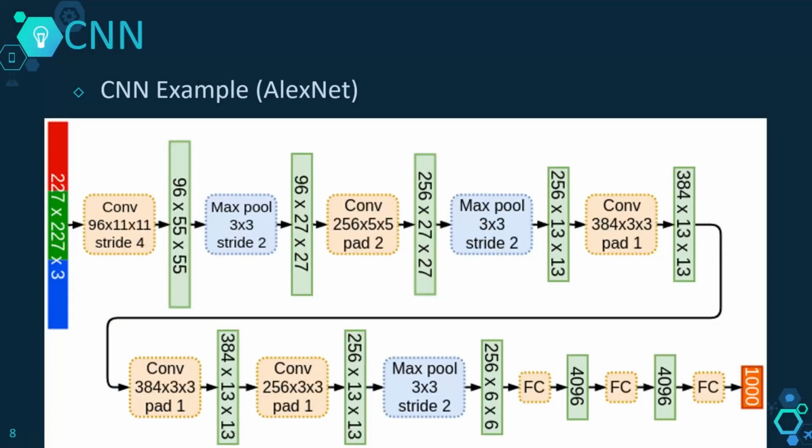Next, let's talk about the convolution neural network, CNN. Before we get into the details, let's take a look at one example. This is the AlexNet that I mentioned. This is the architecture or the structure of it.